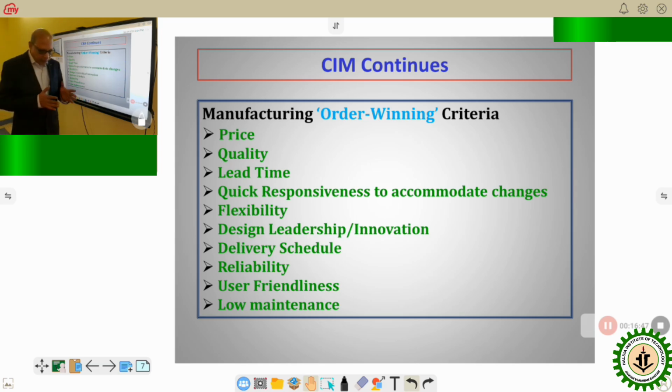If a lot of difficulties are faced by the customer while using the product, it will not be accepted by the customers or the people. And frequent maintenance should be avoided. The maintenance should be as low as possible. So these are a few order winning criteria which must be addressed by the manufacturing systems.